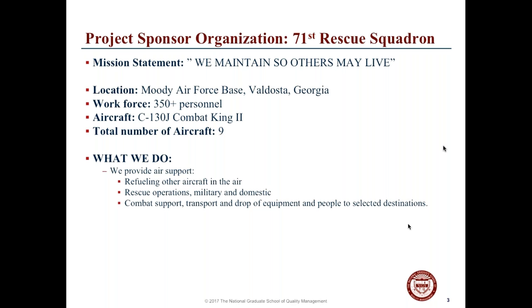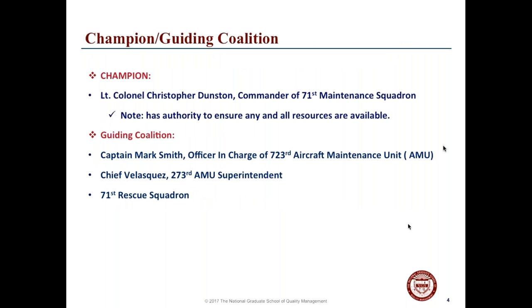They have a workforce of about 350 plus personnel. The specific aircraft that we're working on is the C-130J Combat King II, and there's a total of 9 of these aircraft. Our champion is Lieutenant Colonel Christopher Dunstan. He is the commander of the 71st Maintenance Squadron, and he has the authority to ensure any and all resources are available. The guiding coalition consists of Captain Mark Smith, who is the officer in charge of the 723rd Aircraft Maintenance Unit, Chief Velasquez, who is the 273rd AMU superintendent, and the rest of the 71st Rescue Squadron.